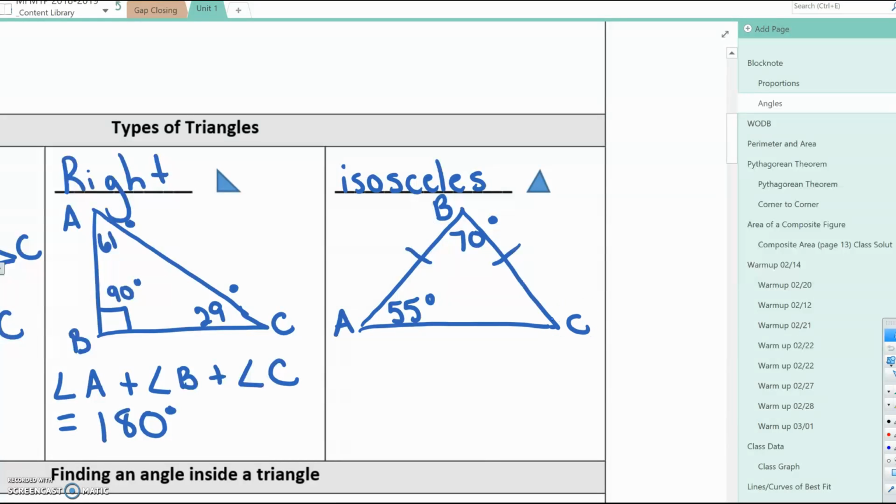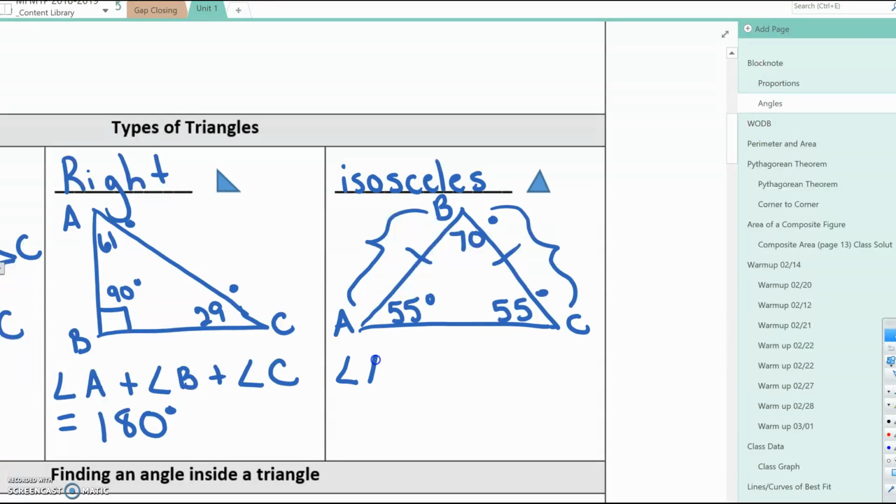They won't write down what angle C is, but since the distance from A to B looks like it's the same as the distance from B to C because of those little lines, that means if those sides are the same, then the bottom angles are the same. So here we have angle A, which is 55 degrees, which also means that angle C will be 55 degrees. And that's a really important property to know from an isosceles triangle.